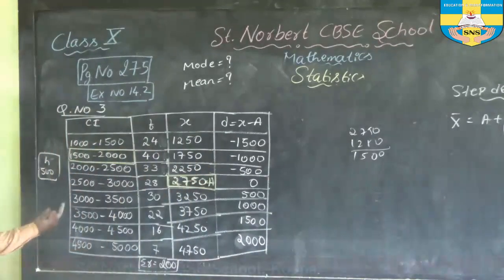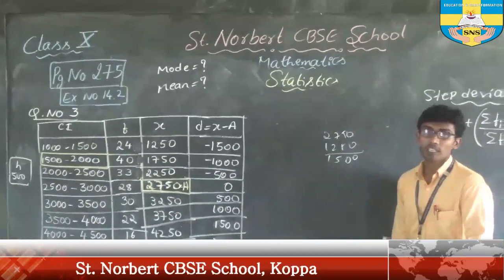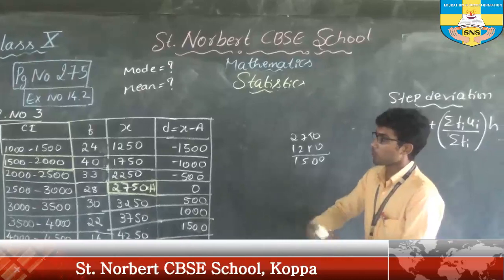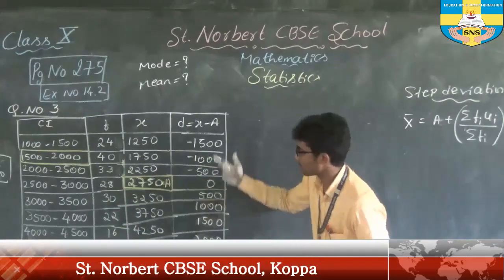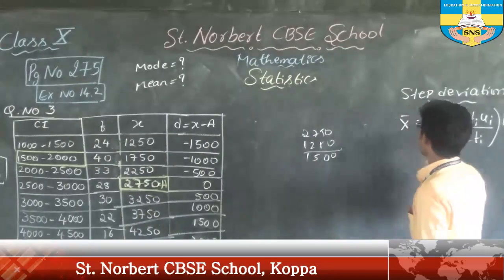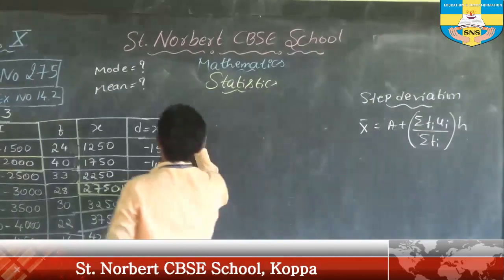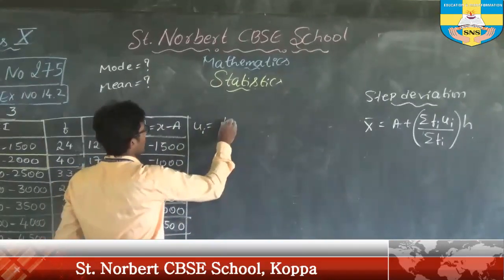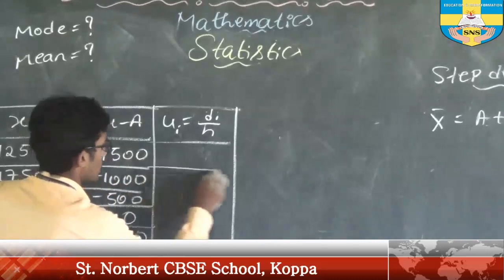If you are not getting it, just look at the previous video where we have many problems based on mean of the grouped data. So you need to subtract x minus a. If you subtract x minus a, you will be having this. The next, we want fi ui. To calculate fi ui, go for ui is equal to di divided by h.